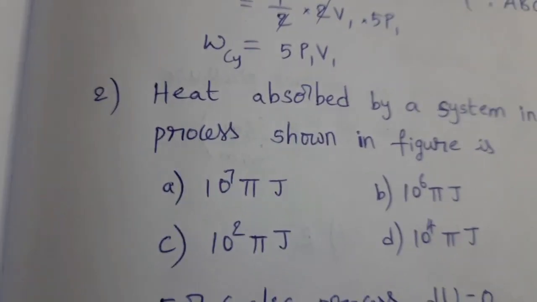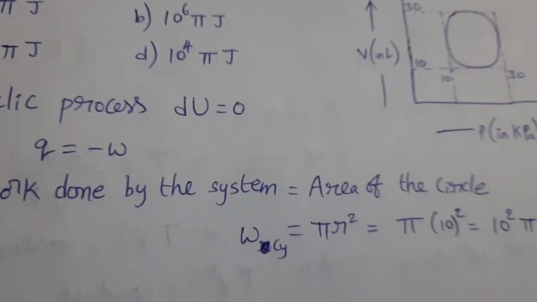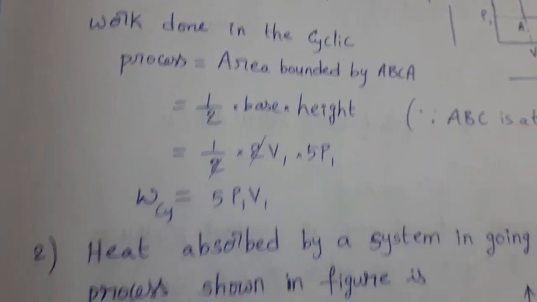So what is the option? Option C is the answer. Simple thing: here it is the area of the circle, there it was the area of the triangle. Okay, see the next one.